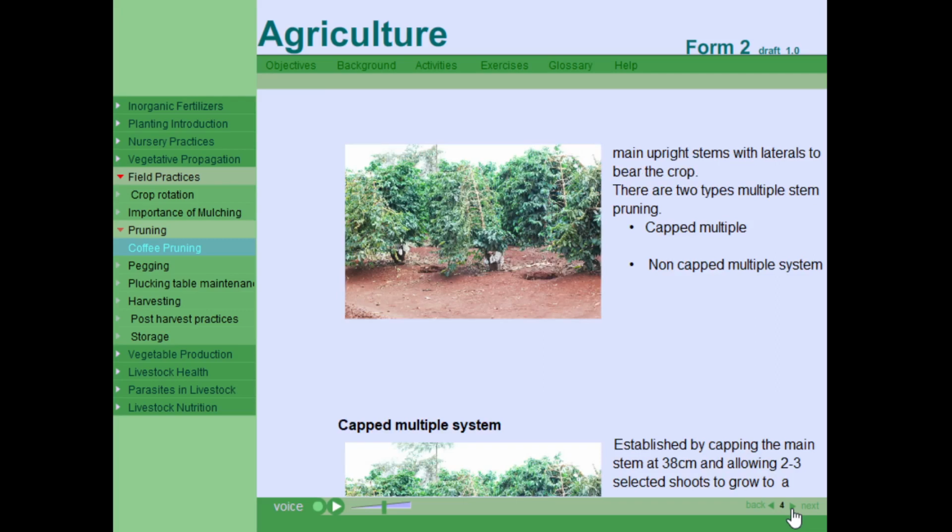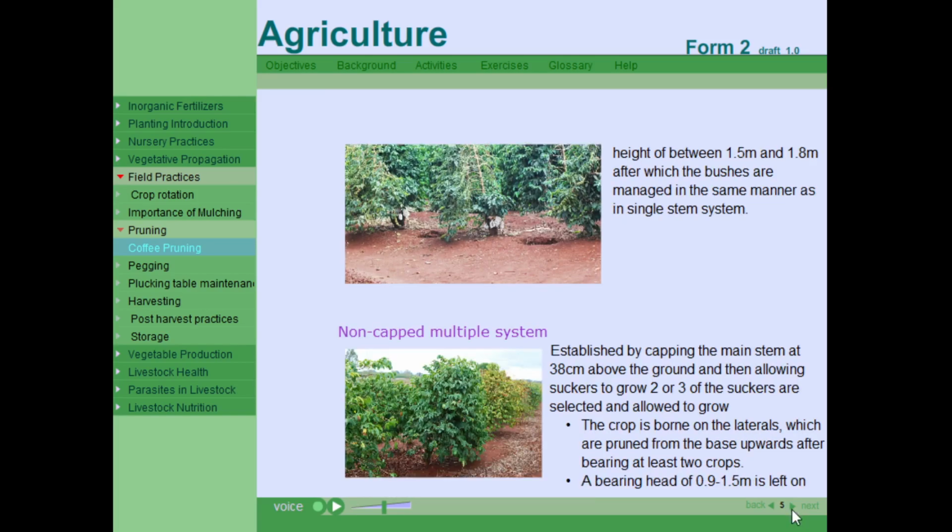Multiple stem pruning aims at establishing 2 or 3 main upright stems with laterals to bear the crop. There are 2 types: capped multiple and non-capped multiple system. Capped multiple system, established by capping the main stem at 38 centimeters and allowing 2 to 3 selected shoots to grow to a height of between 1.5 meters and 1.8 meters, after which the bushes are managed in the same manner as in single stem system.